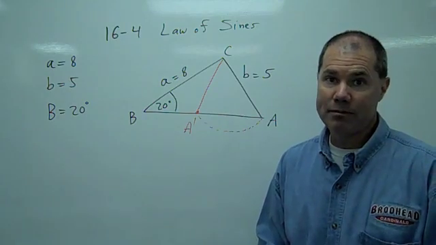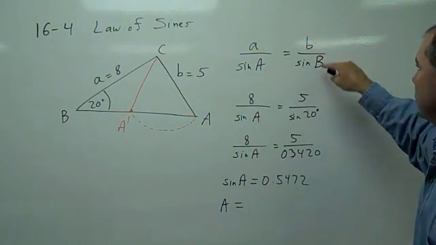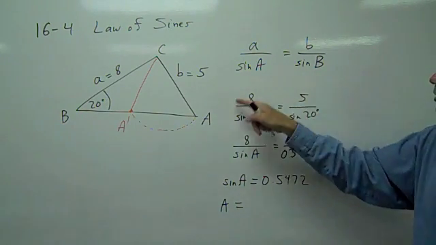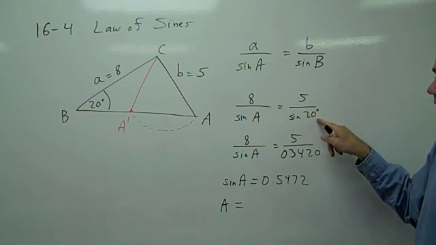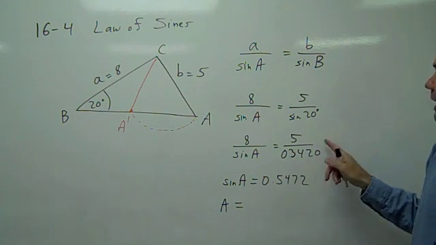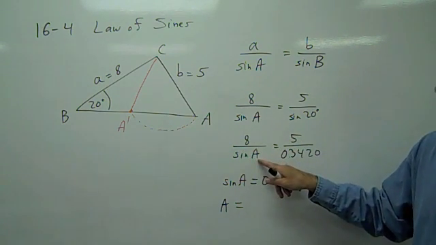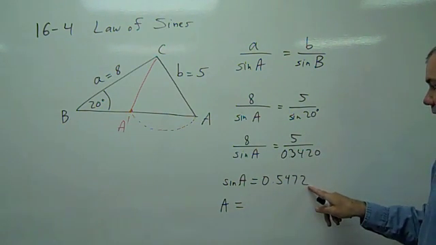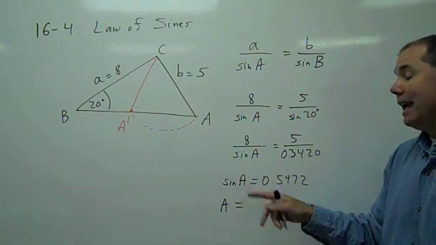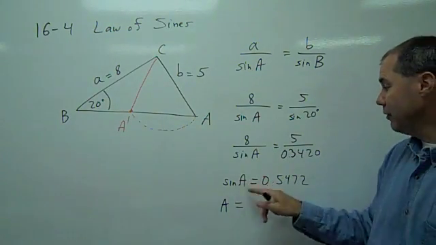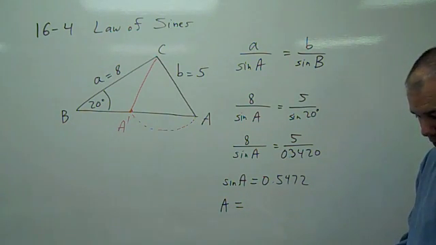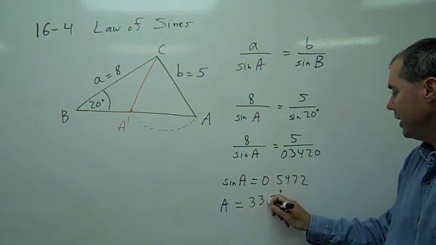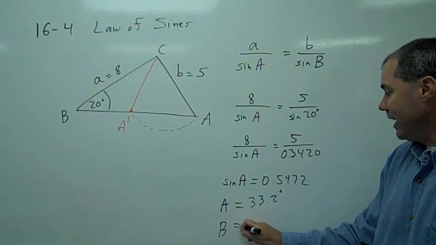Let's do the first one. Let's use A over sine A equals B over sine B. A is 8, angle B is 20 degrees, side B is 5. Substitute them in the problem. The sine of 20 degrees is 0.3420. Solve this proportion for the sine of A: 8 times 0.3420 divided by 5. That gives you 0.5472. Then in your calculator, since you don't know the angle, you have to do the inverse of sine. The inverse sine of 0.5472 gives you angle A is 33.2 degrees.